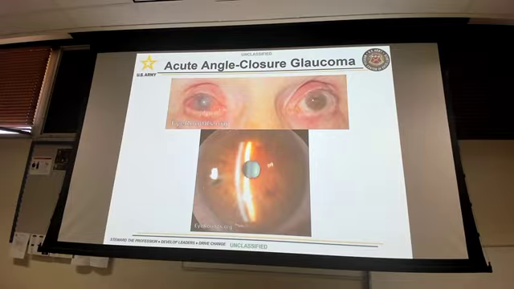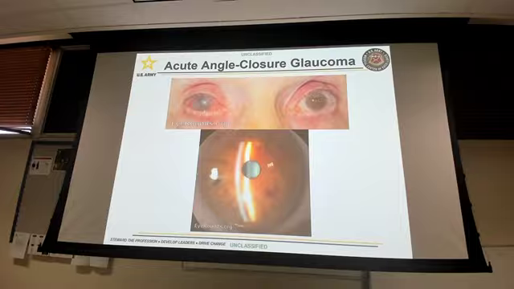And then here's another picture of a patient who has angle closure. That right eye is the eye that is affected. You have lots of injection going on in that conjunctiva. That cornea is a little bit hazy, so there's a little bit of edema going on there. And then that bottom picture is a picture of an LPI, an iridotomy. So it's this hole that's right there.